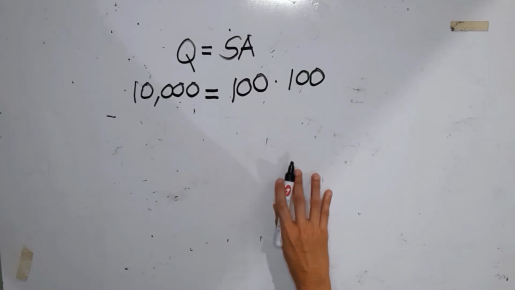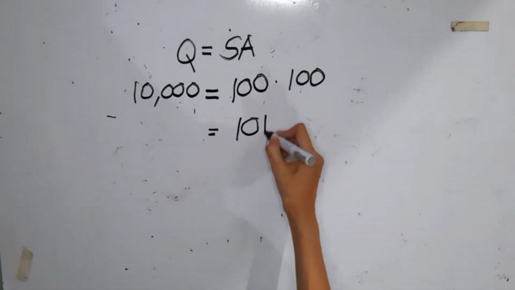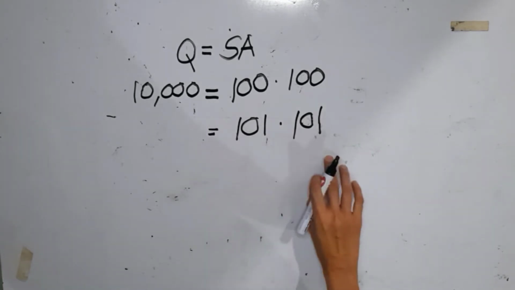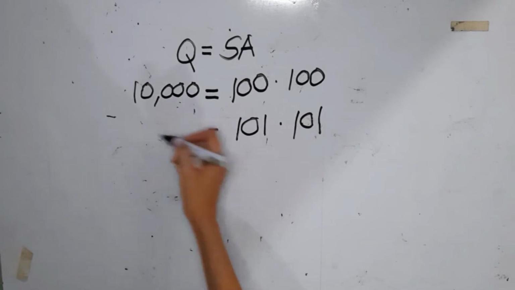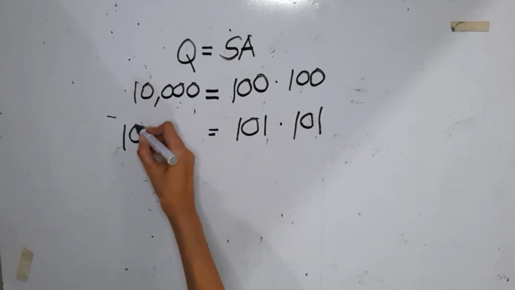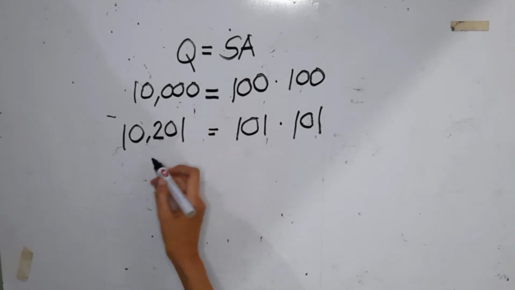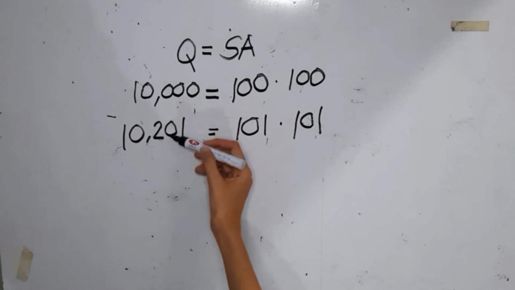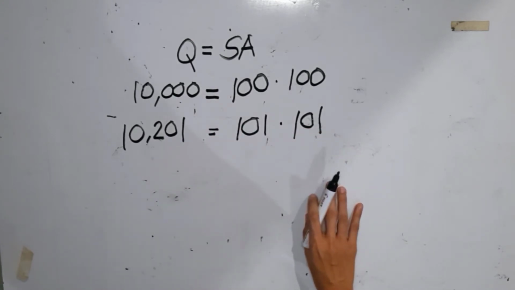What if there is a 1% change? What would happen? For our steel, it becomes 101, and for our aluminum, it becomes 101. There is a 1% change. What would happen to our output? If we compute this, we'll get 10,201. So the change is more than 1%. This is the increasing returns to scale.